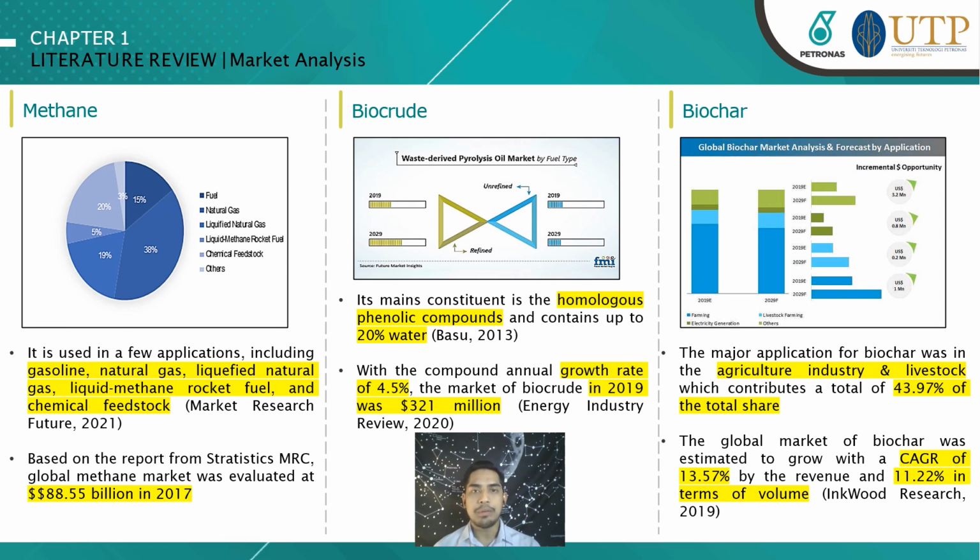The last product from the pyrolysis process is biochar. Based on the biochar figure, the major application for biochar was in the agriculture industry and livestock, which contribute a total of 43.97% of the total share. According to Inkwood Research 2019, the global market of biochar was estimated to grow with a CAGR of 13.57% by revenue and 11.22% in terms of volume.